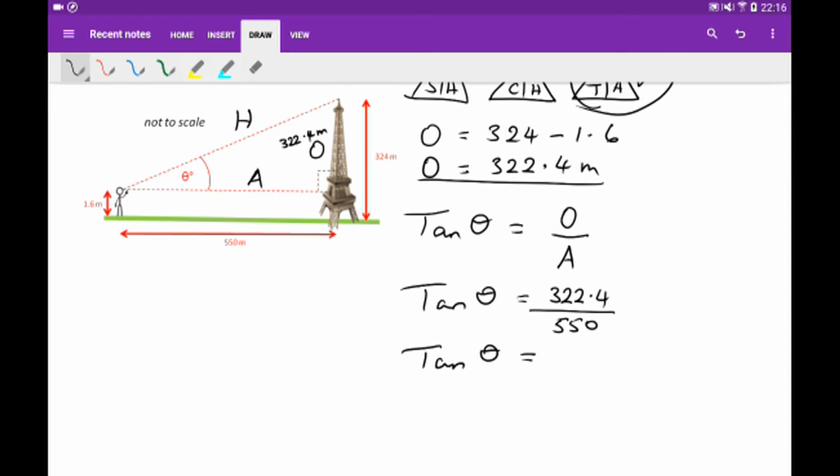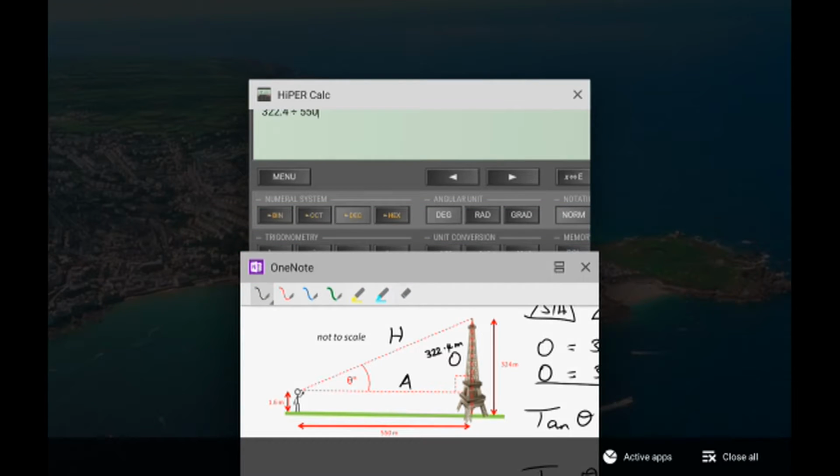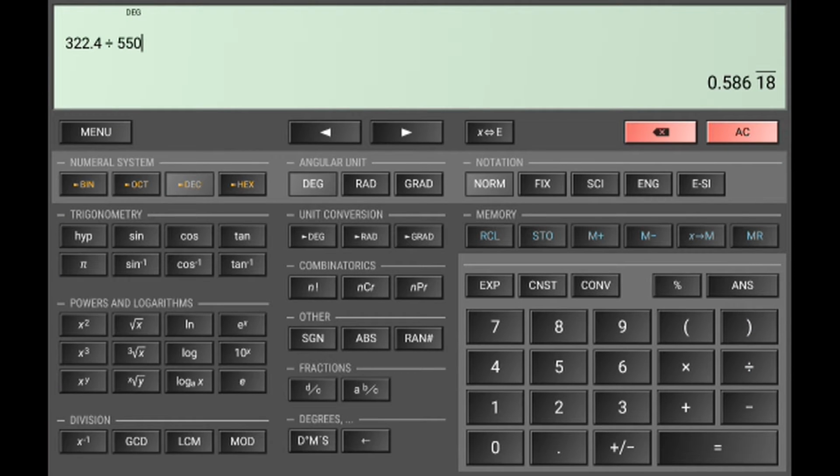I'm just going to move that out to give me a bit more space. I'm going to pop to my calculator. So there we have it, 322.4 divided by 550, and we get 0.58618 recurring. That's what that line means on this calculator. So it means 18181818 forever. I'm not going to round at the moment.